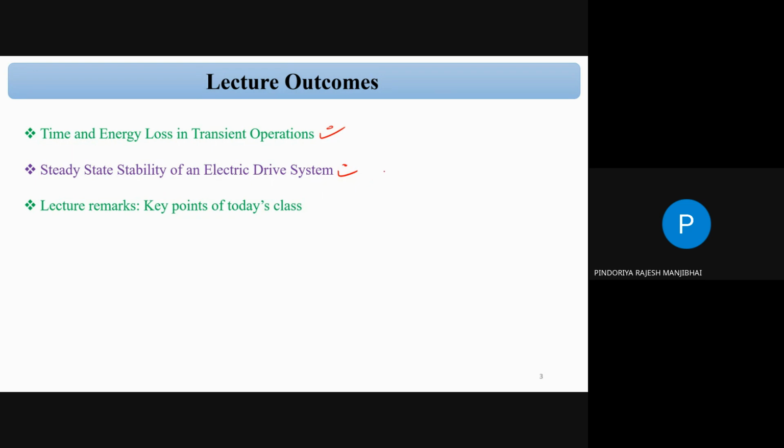Whenever we say dynamic operation and steady state operation, we can consider it like this. This is maybe the speed, this is maybe the time, and this is maybe the speed. We can start the motor like this and then it becomes stable like this. This time period is your transient response, and this time period is the stable, otherwise the steady state, response.